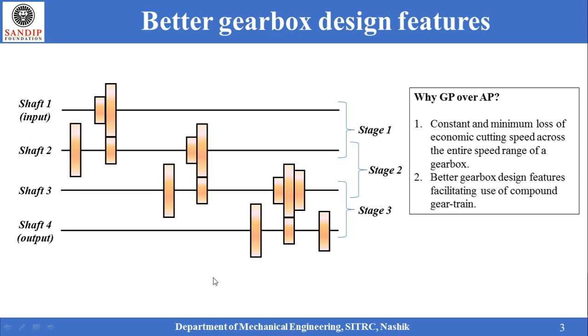Therefore, geometric progression has to be preferred over arithmetic progression for two main reasons. Number one, it results in constant and minimum loss of economic cutting speed across the entire speed range of the gearbox, as we have seen in the previous slide. And then it results in a better gearbox design feature since it facilitates use of a compound gear train. In the next lecture, we will learn how to start the design of the gearbox as far as various gear ratios are concerned. Thank you.